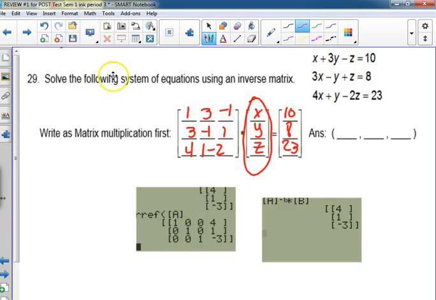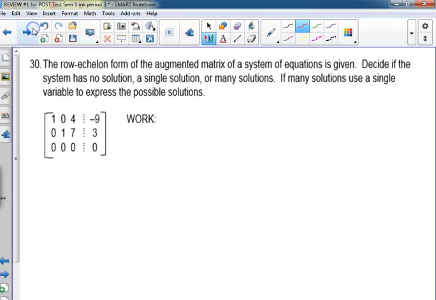Patrick? Okay. Is this the last question? Okay.